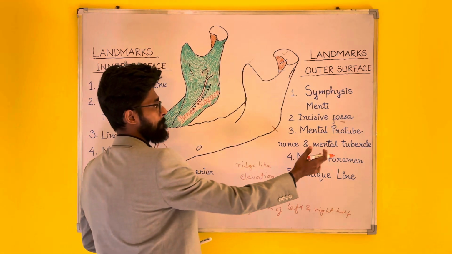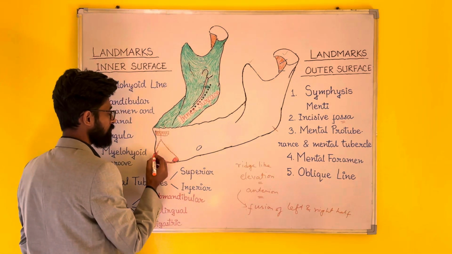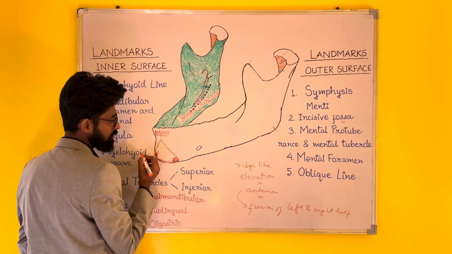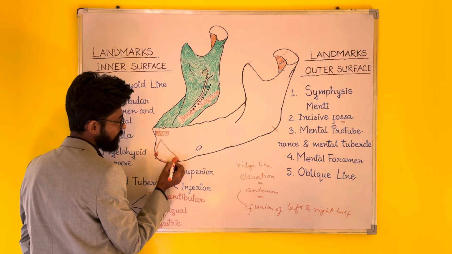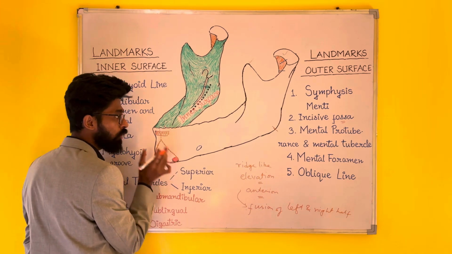Next is the mental tubercles. Mental tubercles are two more anterior-inferior elevations found on the anterior-inferior angles of the mental protuberance.